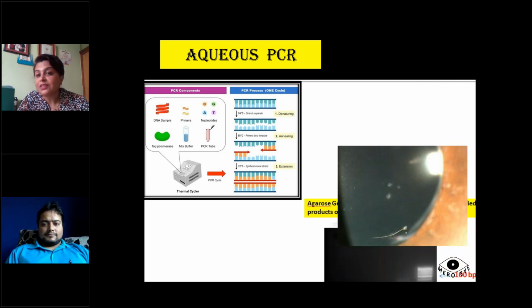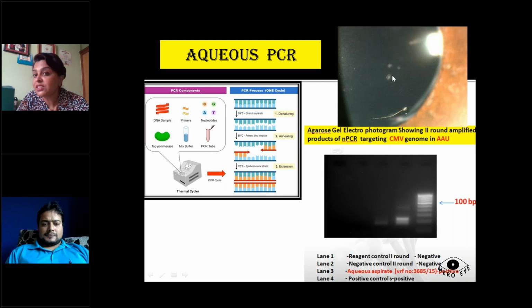This was a case of endothelitis, just a ring-shaped, separate infiltration in the cornea. When we sent the sample for analysis, this was a case of CMV anterior uveitis, which was positive in PCR. The treatment of CMV anterior uveitis definitely differs from the normal viral uveitis case, because here we have to start with ganciclovir, not just acyclovir. That's why PCR plays an important role in such a scenario.